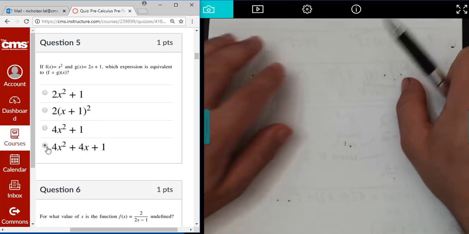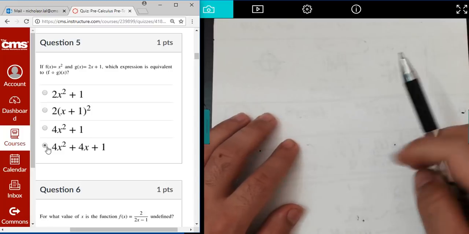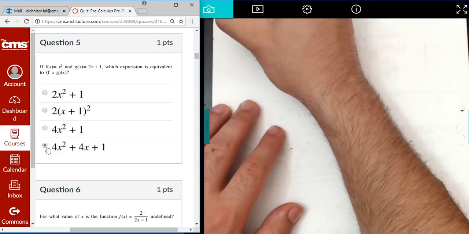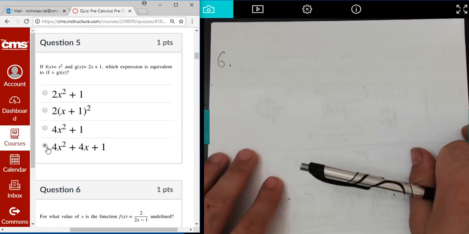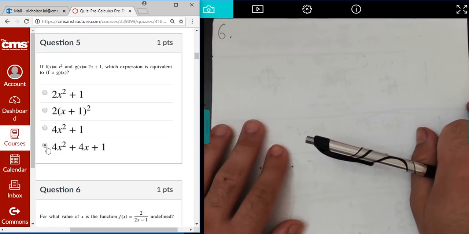Alright, moving on to question number 6. Oh, my computer doesn't crash.